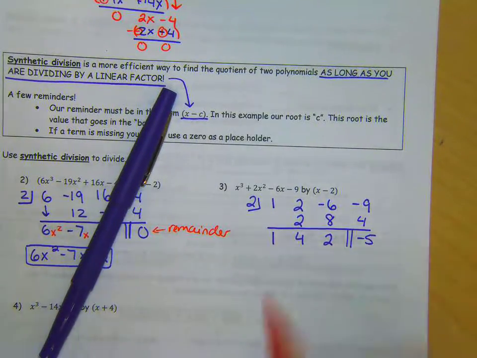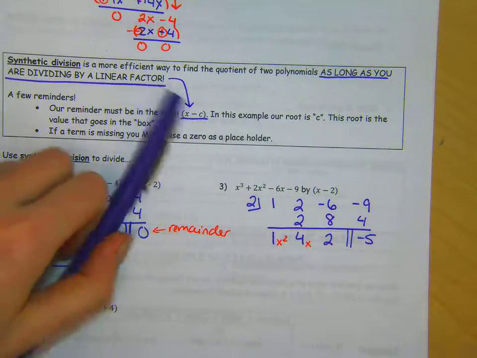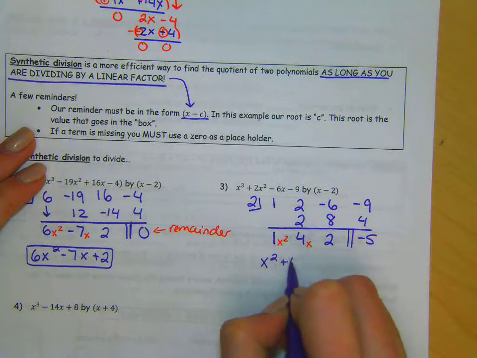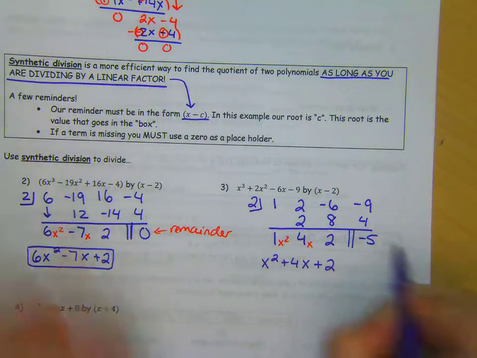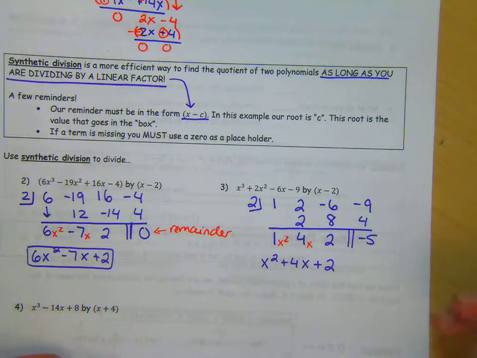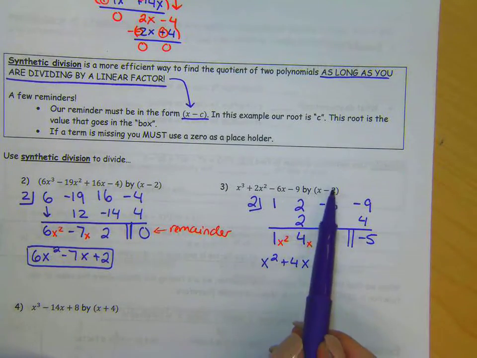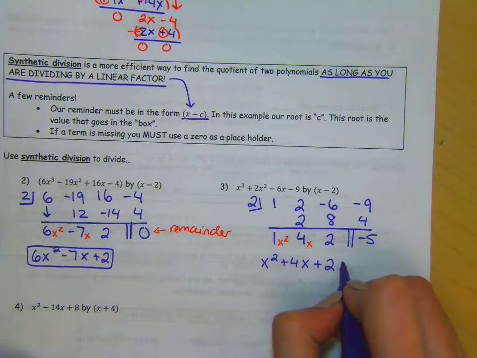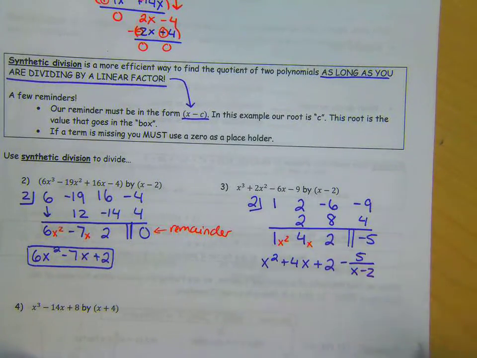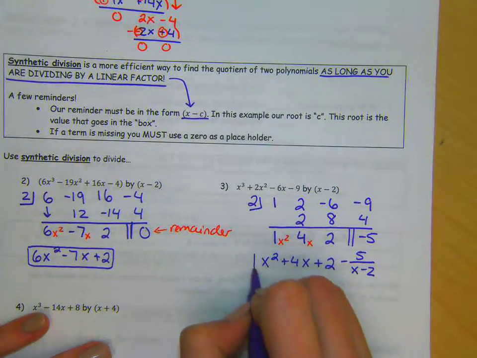So again, this was our spot for the x squared, our spot for the x as well, because it's 1 less than what we started with. We have x squared plus 4x plus 2, but now with our remainder, the remainder goes over the linear factor. And remember, the linear factor was the x minus c, and in our case, x minus 2 for this problem. So I have minus, because it's a negative, 5 divided by x minus 2. So whenever we have a remainder, it goes over the linear factor. And this is our final answer.